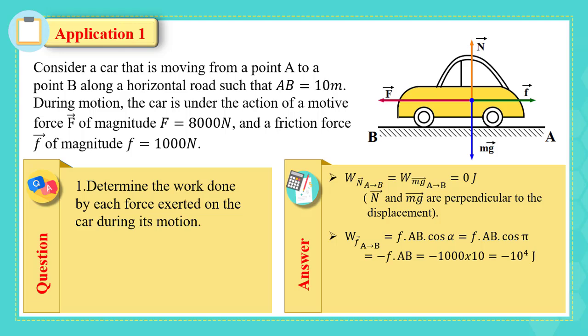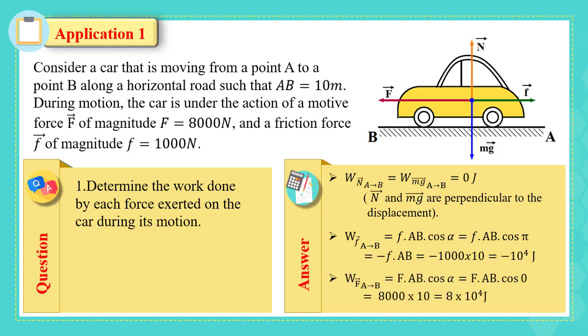The work done by friction is f times AB cosine alpha. The angle alpha here is pi, since vector AB is directed to the left while the friction force is opposite to the tendency of motion and it is to the right. So the angle between f and AB is pi. Now the answer is minus f times AB, where f is 1000 and AB is 10. The answer is minus 10 exponent 4 joules. Note that the expression of the work done by friction force can be directly written as minus f times AB.